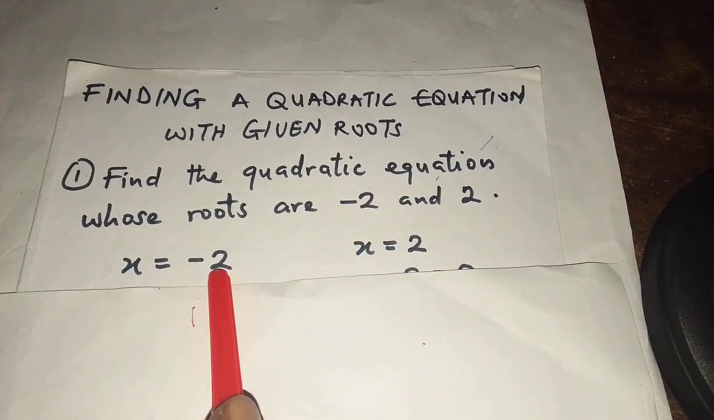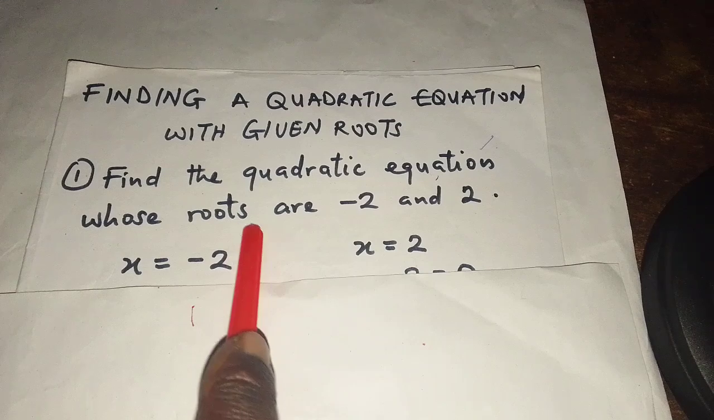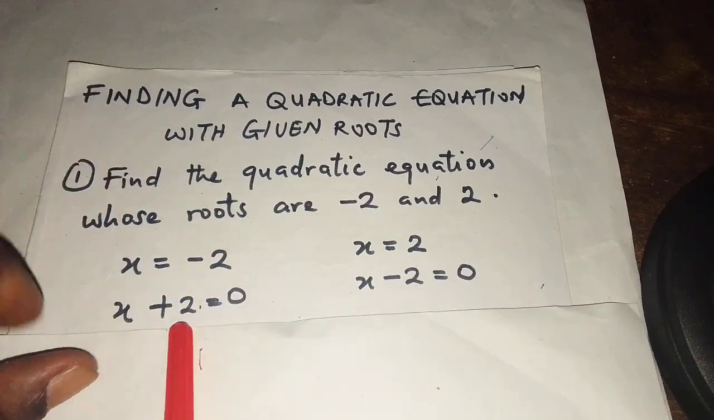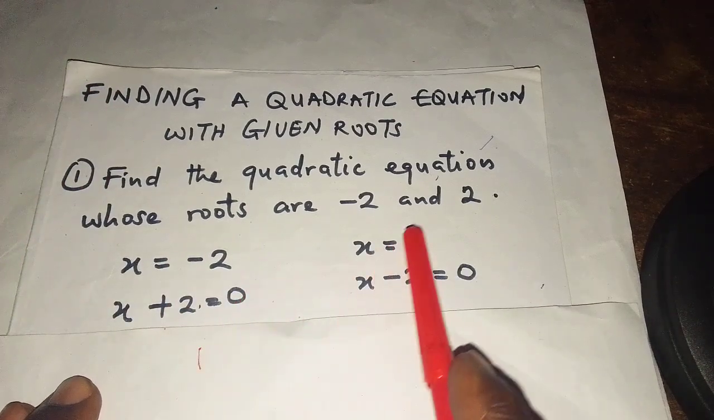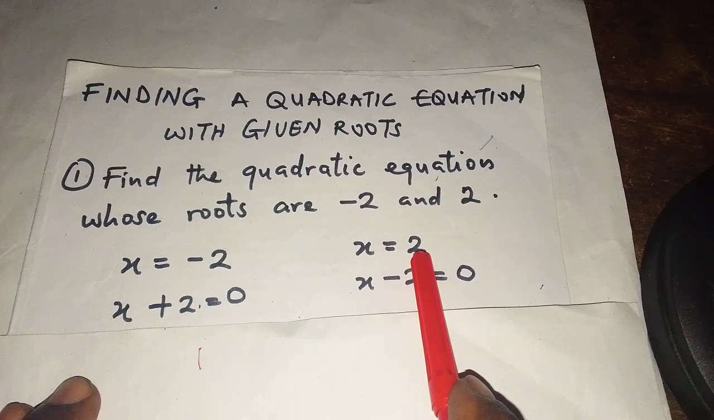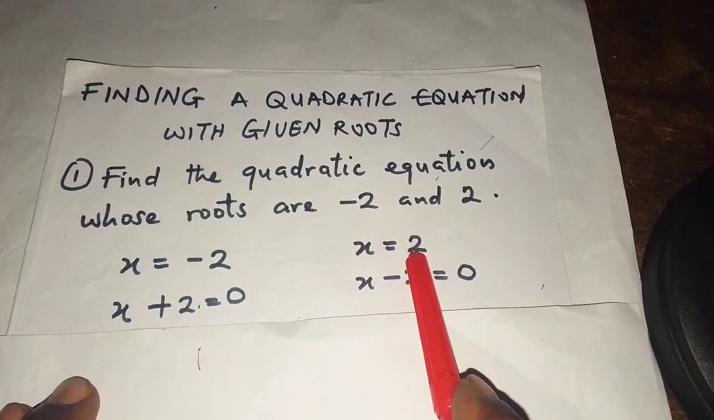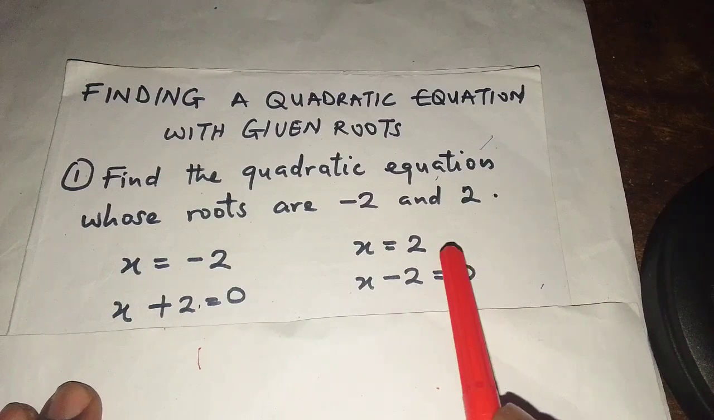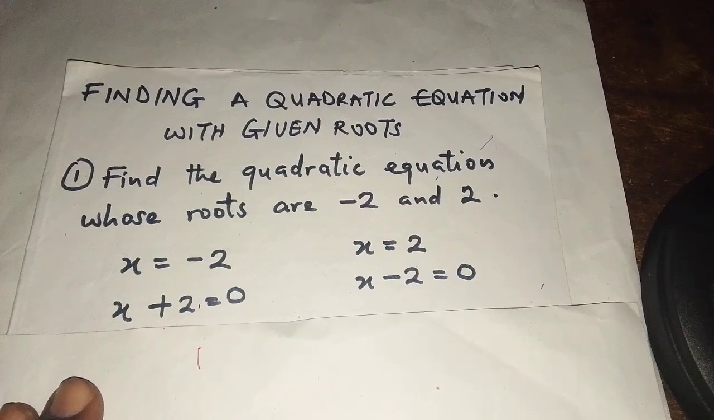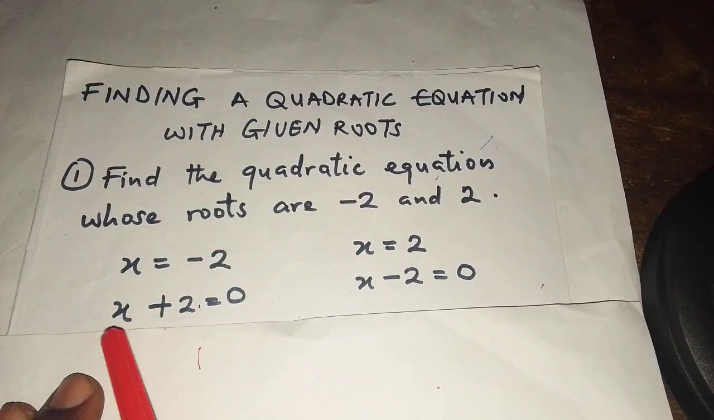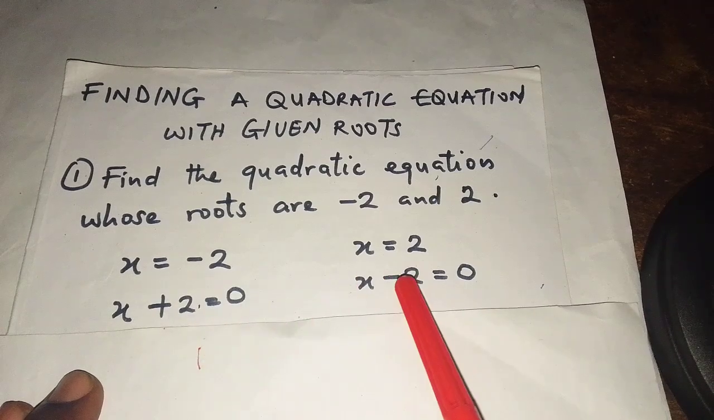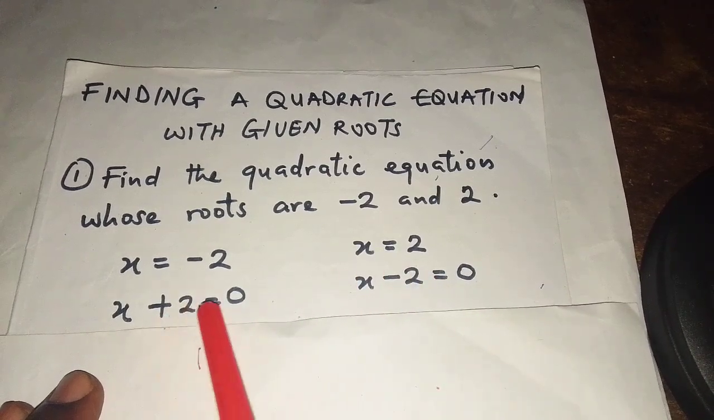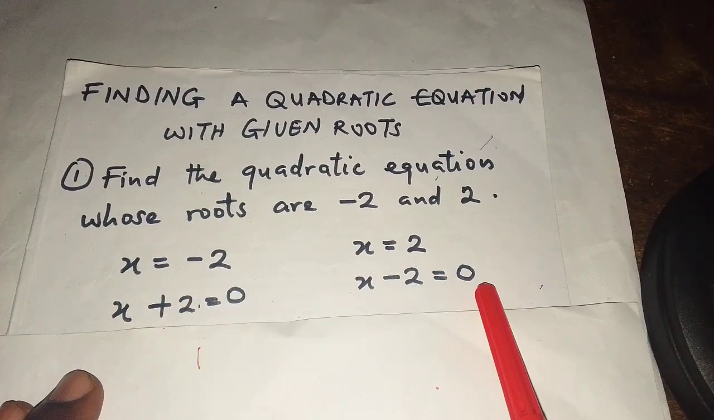So when x is -2, bring this -2 to this side, it now turns to x plus 2 is equal to 0. And when x is +2, bring this +2 to this other side. Whenever plus crosses the equality sign, it turns to minus, so x minus 2 is equal to 0. So that means the two factors of that equation are x plus 2 and x minus 2.